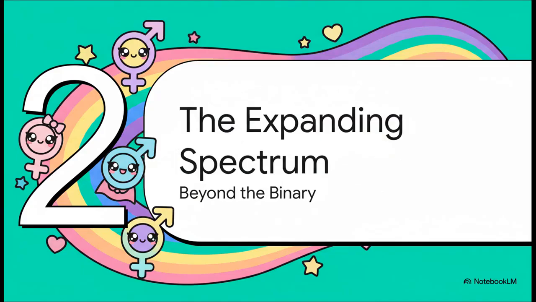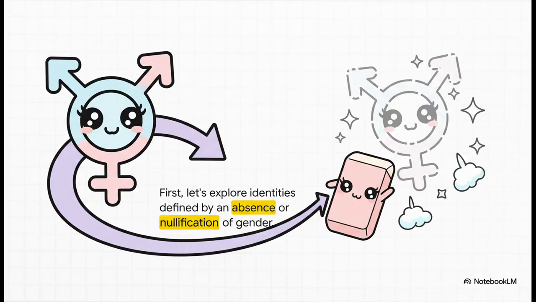So now that we have the foundations down, let's move on. We're going to go way beyond the binary and really explore the incredible diversity of identities that exist on a much, much broader spectrum. Now, to help make all of this a little easier to digest, we're going to break it down. So first up, let's talk about identities that are defined not really by what they are, but by what they're not. Specifically, we're talking about their relationship with the whole concept of gender itself.